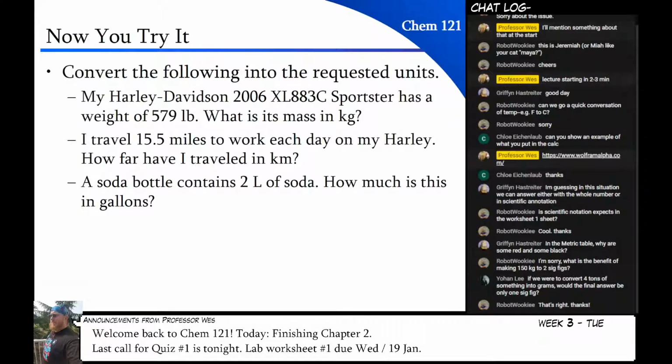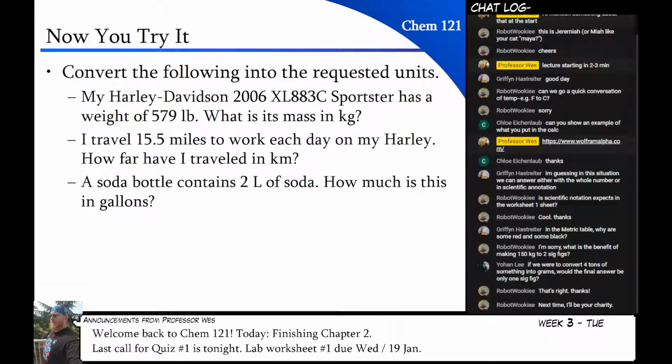Back when we had... this second problem is obsolete for multiple reasons. Back when I had a Harley and traveled to work on my Harley, I traveled 15.5 miles. How many kilometers is that? And then finally, a soda bottle contains 2 liters of soda. How many gallons is that? Now, you're going to have to look up a conversion for liters to gallons there. Use Google or Table 2.2 if that's there.